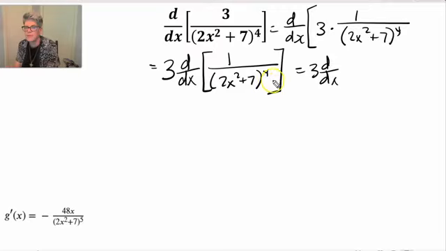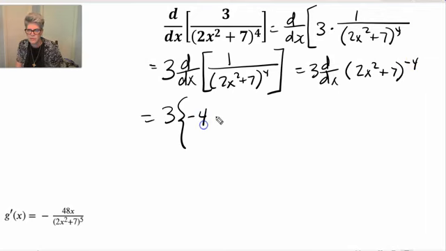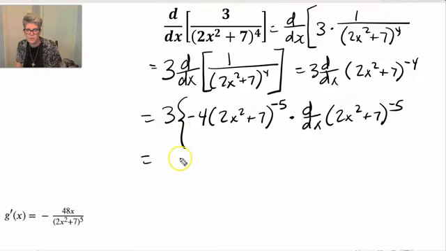So 1 over something to a power is the same as your argument to the negative power. So that's what I'm going to do, because I'm going to apply the power rule, the extended power rule. So the 3 out the front's coming along for the ride. And so now this negative 4 is going to come out the front. And then my new exponent here is going to be the old exponent minus 1. But I'm not done yet. I have to multiply it by the derivative of what was inside the parentheses. Okay. Now 3 times negative 4 is negative 12.